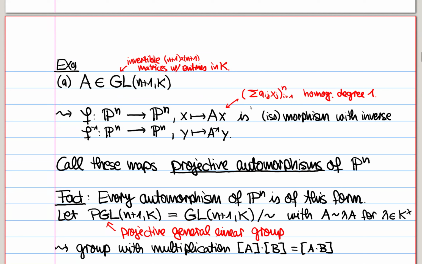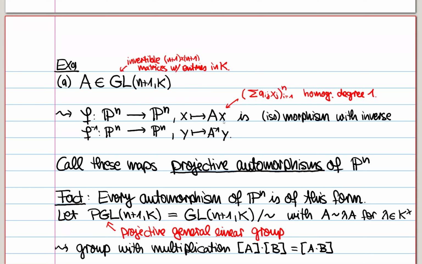To see this, well, assume you had this matrix A such that A times x is 0, which is the same thing as just requiring all its components to be 0. Then, since A is homogeneous, it would force x to be 0, but x is never allowed to be 0 inside Pn. So this shows that this is a well-defined map on all of Pn.